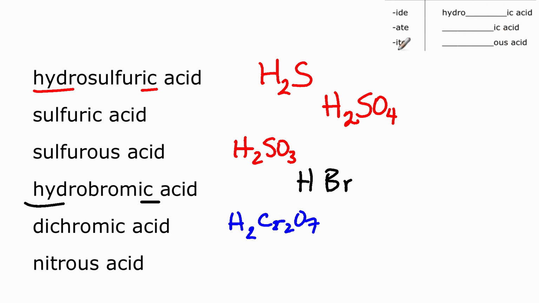Last one, nitrous acid. "Us" comes from right here, must have come from an "ite." I look up the chart to see which one is an "ite." "Ite" is NO2. Its charge is a 1 minus, so I just need 1 hydrogen to balance that off. So its formula is HNO2. Okay, hopefully that's given you some practice in naming acids.